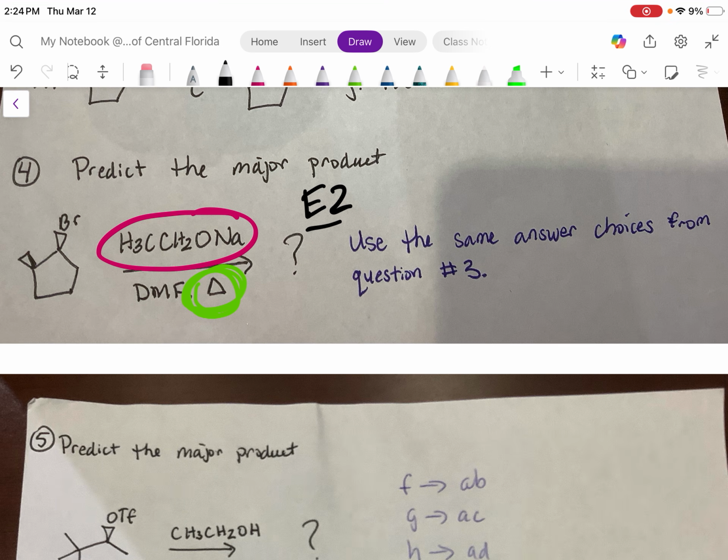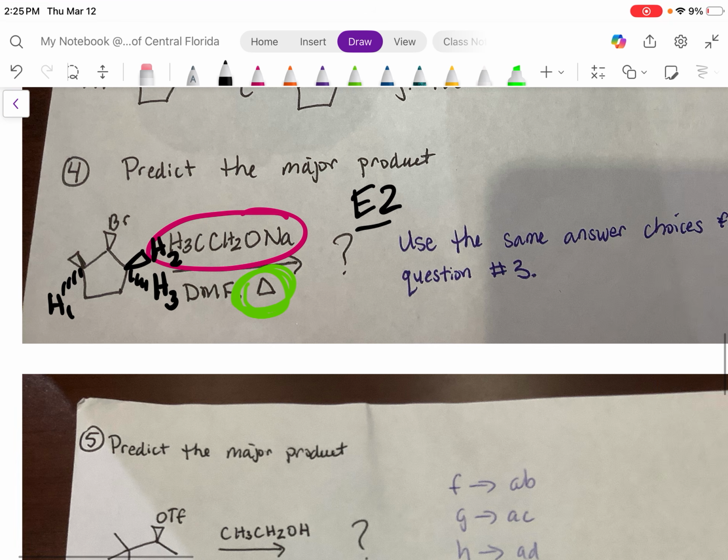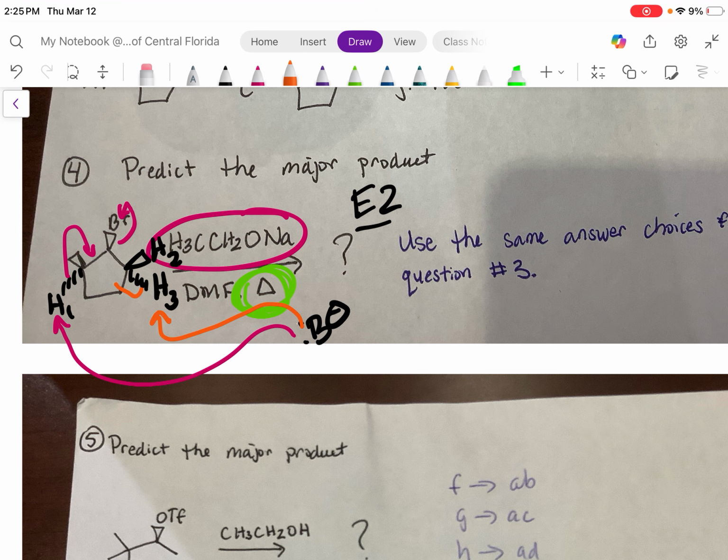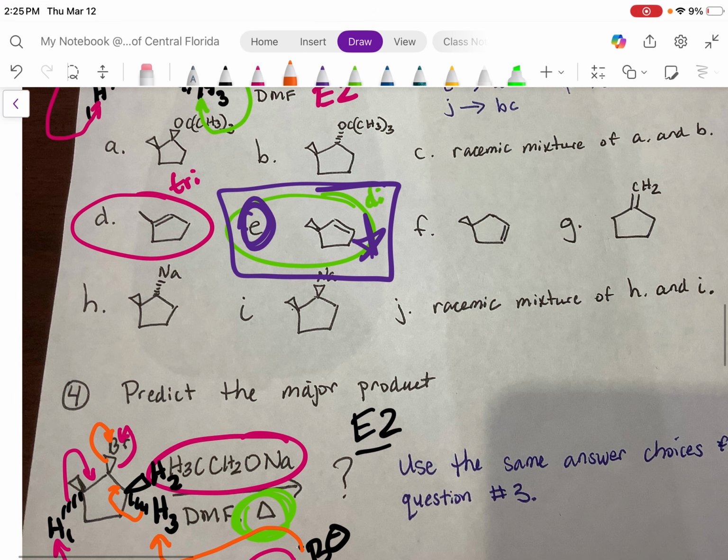When we go and draw out our hydrogens again, H2, H1. Now, when the base, which I'm just going to represent with the letter B, can abstract H1 like this, and it could come in and grab H3 like so, that would give us the possible products of D or E.